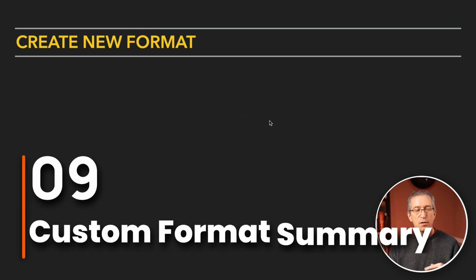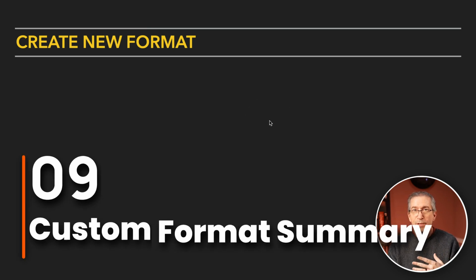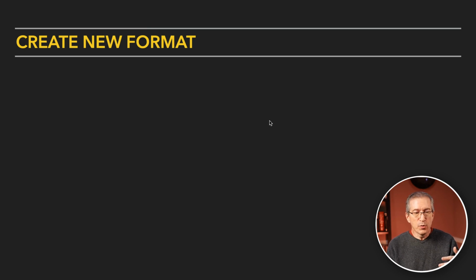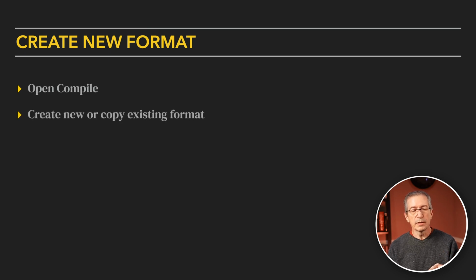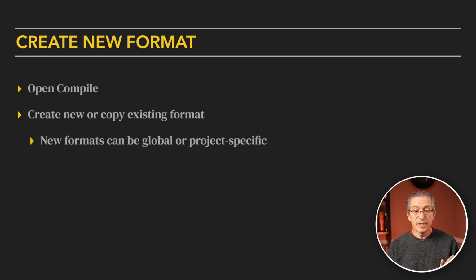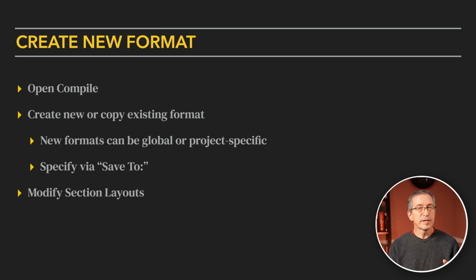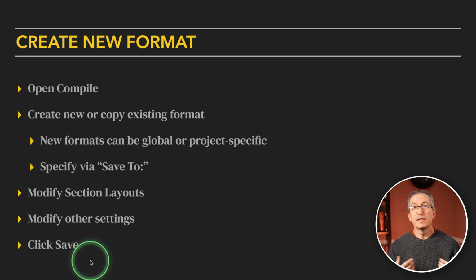So just to summarize that, when you create a new format, you're really probably going to be copying an existing format and changing it. But when you do, you'll open that compile window, create new, or more likely copy an existing format. And those new formats, again, can be global or project specific, either my formats or project formats. Remember, we specified that. And you do that by that save to pull down. Then you modify the section layouts as you want. Do as much as you can. Again, it will probably be an iterative process where you get closer and closer and finally to your final format, how you want it to look. Then you'll modify any other settings in that format that you want. And then finally, you'll click save.